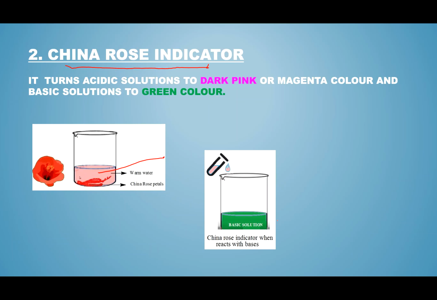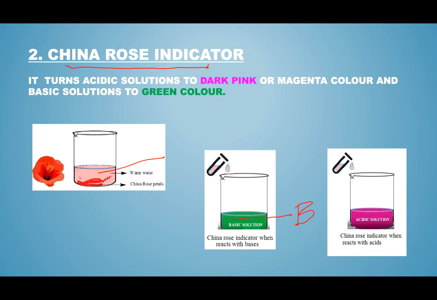If it turns green, that means that substance is a base. If it turns dark pink, that means it is an acid. So this is the color change of China rose. It's green in basic, dark pink in acidic.